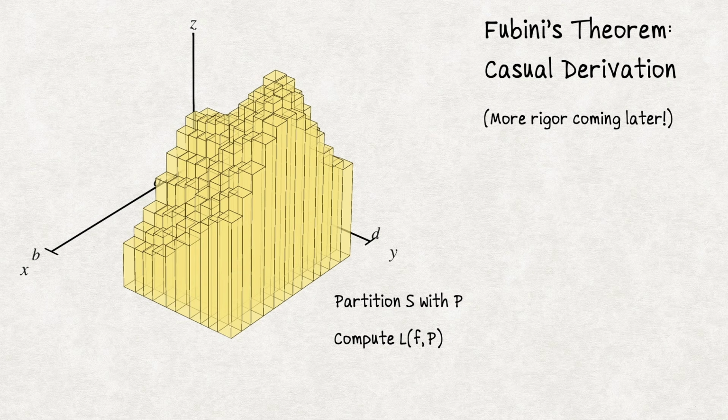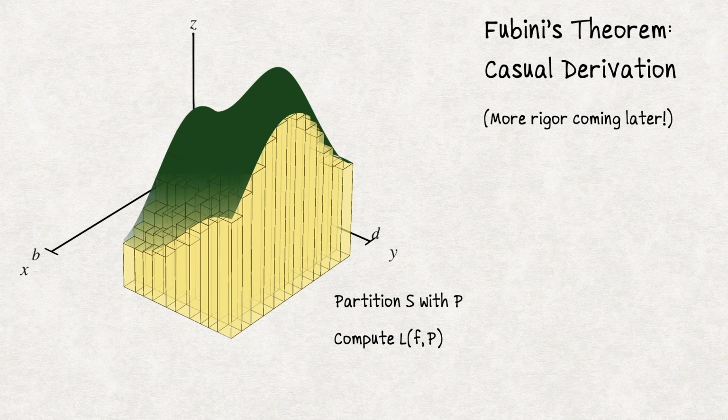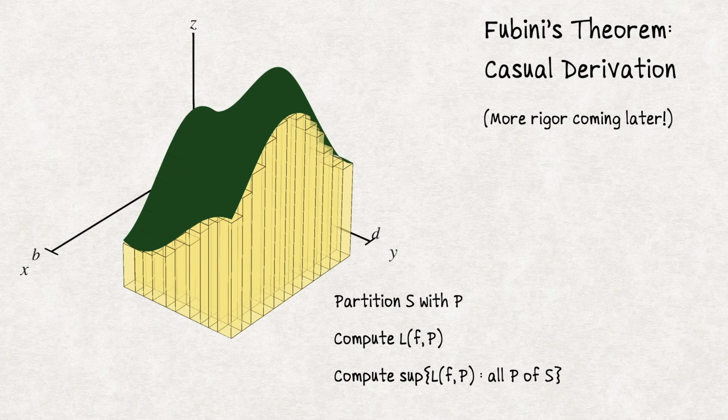The word lower there comes from the fact that I took the function's minimal values to create the heights of all of these prisms. Now, this particular partition is just an estimate of the volume. Obviously, it's not the true volume because there's a gap between the prisms that we've created and the true graph of the original function f. So this is just one particular partition.